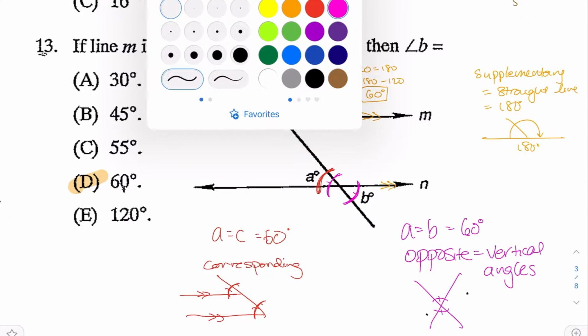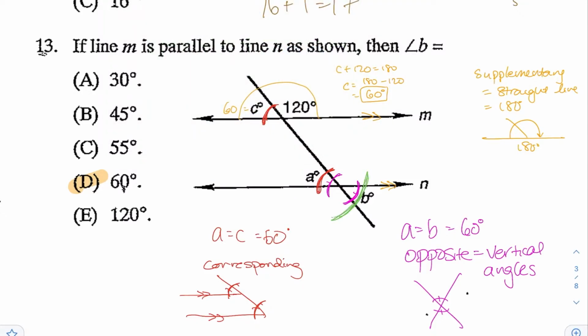Now, the other thing that you can do is angle B and angle C. Angle B and angle C are alternate exterior angles. And they are also equal. So when we have alternate exterior angles, they're on the outside of the alternate interior ones, so they're also equal as well. So here you have a lot of vocab. You have corresponding angles, opposite or vertical angles, alternate exterior angles, also supplementary or straight angles. You need to know all of them to solve this question.